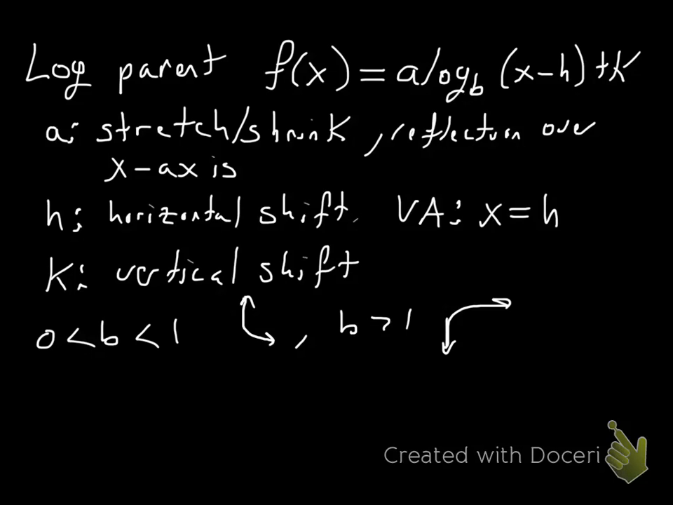If your base is between 0 and 1, it'll be decreasing. If b is greater than 1, it'll be increasing. And then you're going to have a vertical asymptote in both versions. Right? So let's do an example.